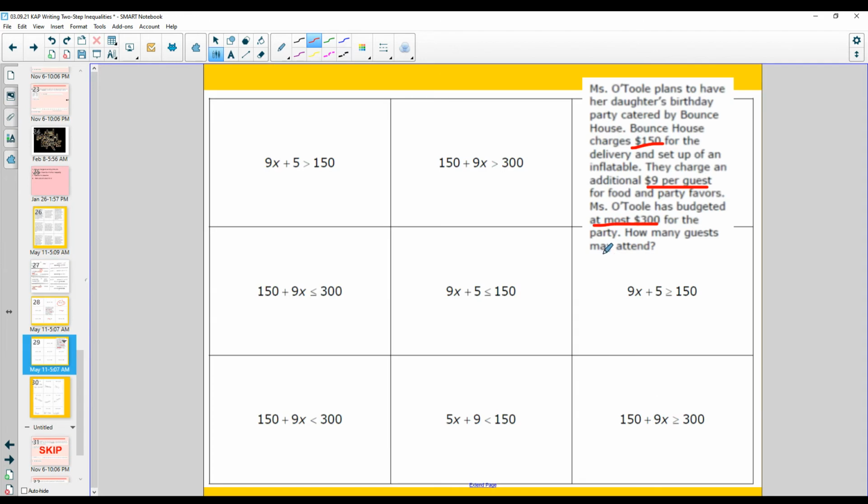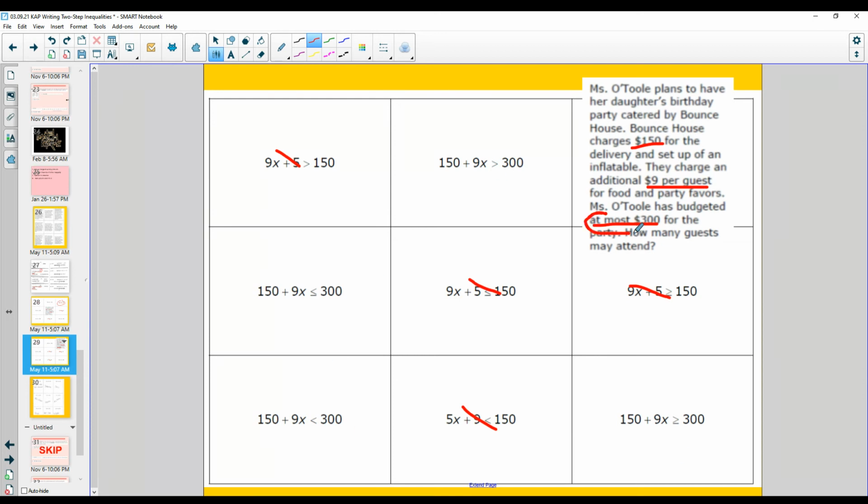First of all, it has to have a 300 in it, so it can't be this one, this one, this one, or this one. So it charges $150. So we start with $150. Oh, they all have that. Then they have to pay $9 per guest. So plus 9. Oh, they're all okay.